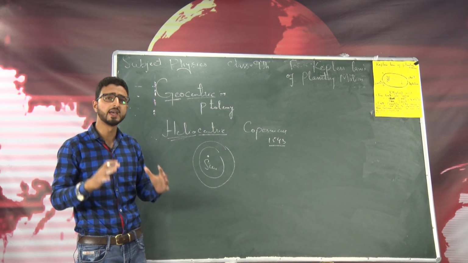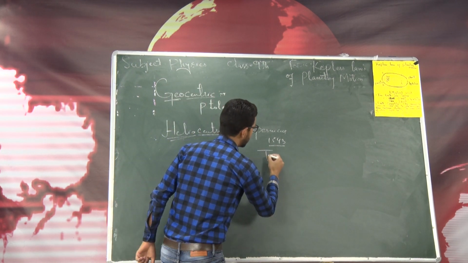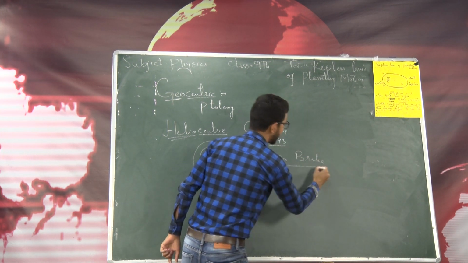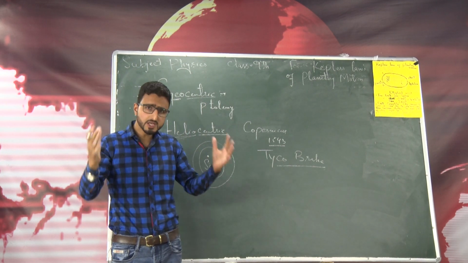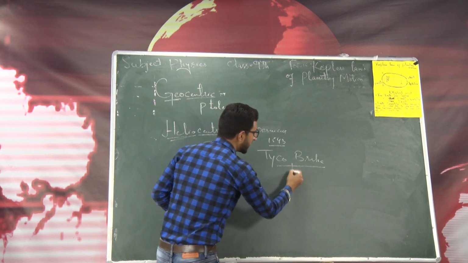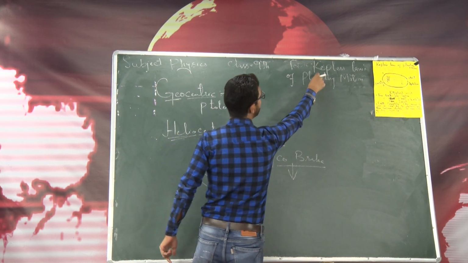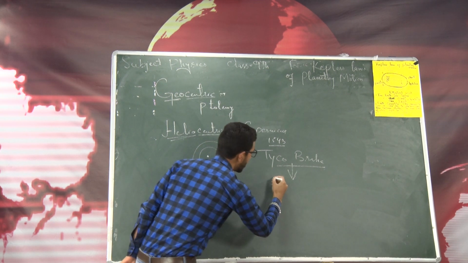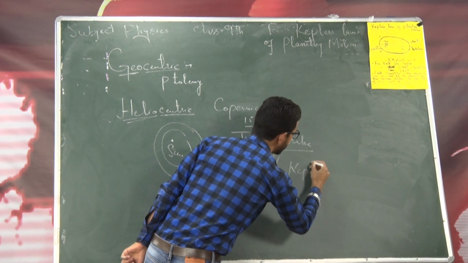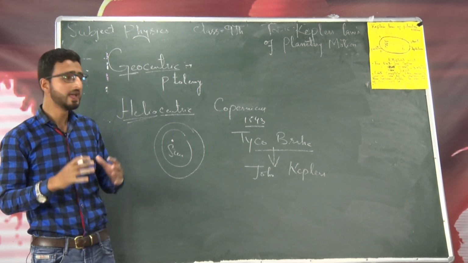Copernicus was also supported by Galileo. But later, in the 16th century, came the Danish astronomer Tycho Brahe. He studied the motion of the planets for almost 20 years, observed their motion and collected data. But before his death, Tycho Brahe handed over his collected data to one of his favorite students, whom we are going to talk about here, Johannes Kepler, a German astronomer.